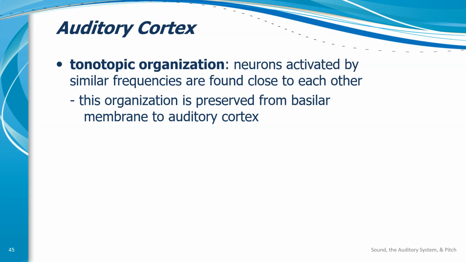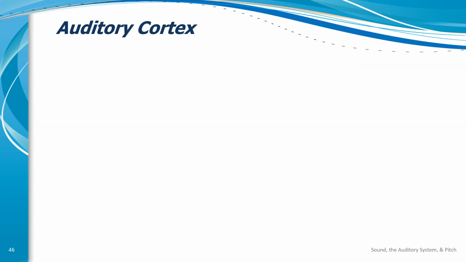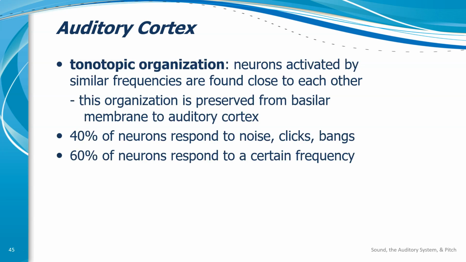Now, to survey the parts of the brain, about 40% of neurons do not respond to an individual frequency. They will be activated by things that don't have a particular frequency, like noise, clicks, and bangs, which means that about 60% of neurons do respond to a certain frequency. Is that a high number, or is that a small number? You can think of it maybe as a pretty large number. 60% of neurons will respond to one single frequency. But under what conditions are we going to hear a certain frequency all by itself out in the wild? The answer is almost never.